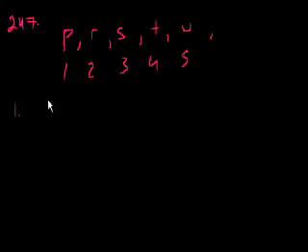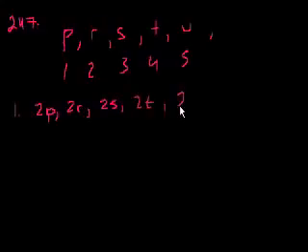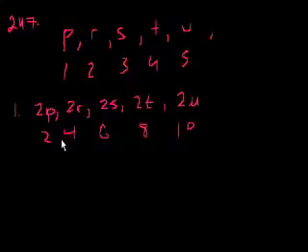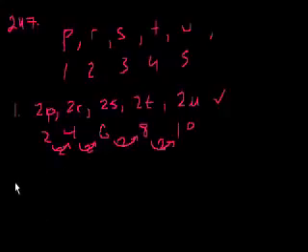So choice 1, they write 2P, 2R, 2S, 2T, 2U. Well, let's just use our example. If this was P, R, S, T, and U, what is 2 times all of that? It would be 2, 4, 6, 8, 10. So now instead of incrementing by 1 every time, we're incrementing by 2 every time. But it's still an arithmetic sequence because the difference between each number and the number before it is a constant. It's always equal to 2. So choice number 1 is definitely an arithmetic sequence.